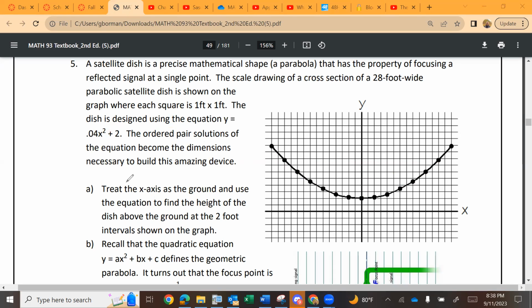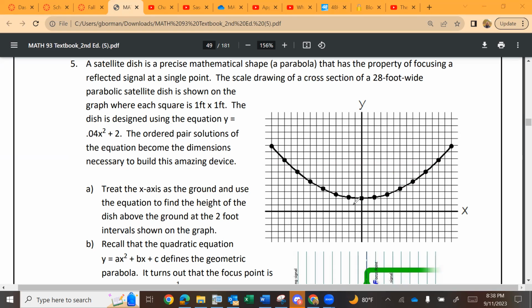All right, part A: treat the x-axis as the ground, and use the equation to find the height of the dish above the ground at the 2 foot intervals shown on the graph. Down below the x-axis, you can ignore that because that's under the ground, and we're not going there. We're not digging graves or anything.